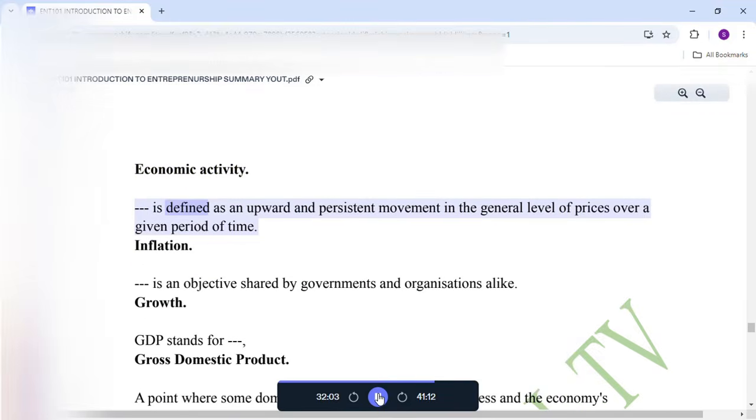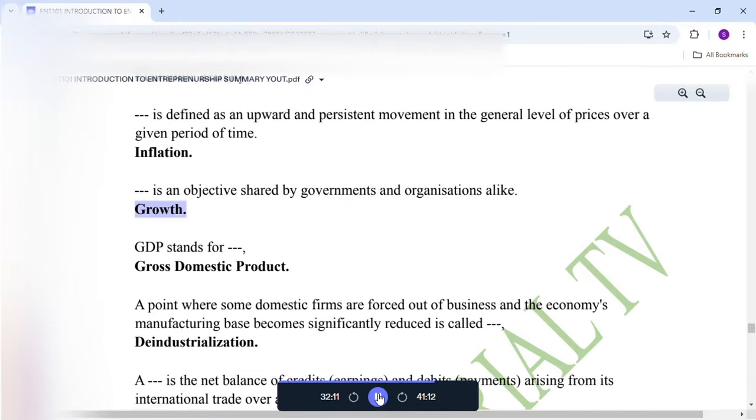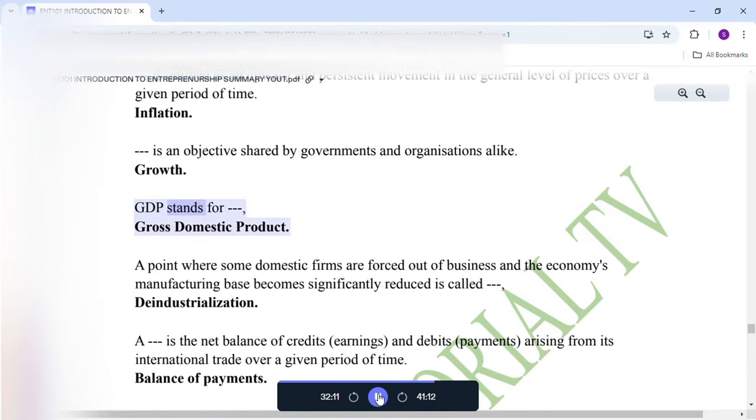Inflation is defined as an upward and persistent movement in the general level of prices over a given period of time. Growth is an objective shared by governments and organizations alike. GDP stands for gross domestic product.